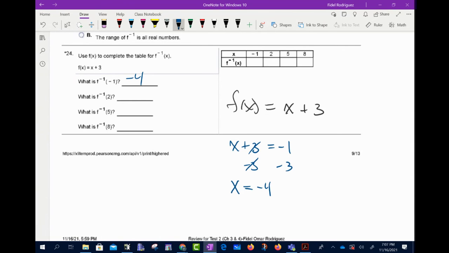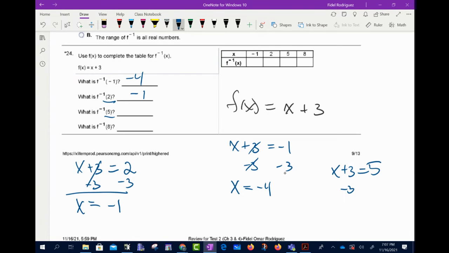And then I'm going to do that same thing again. I'm going to take this x plus 3 and set it equal to that number, which in this case is a 2. So when I subtract 3 and subtract 3, 2 minus 3, that's a -1. So that's going to be that number right there. And then I'm going to do this a third time. I'm going to say x plus 3 is equal to this number, which is a 5. So when I minus 3 and minus 3, I'm getting x is equal to 2. So that's going to be my number right there.